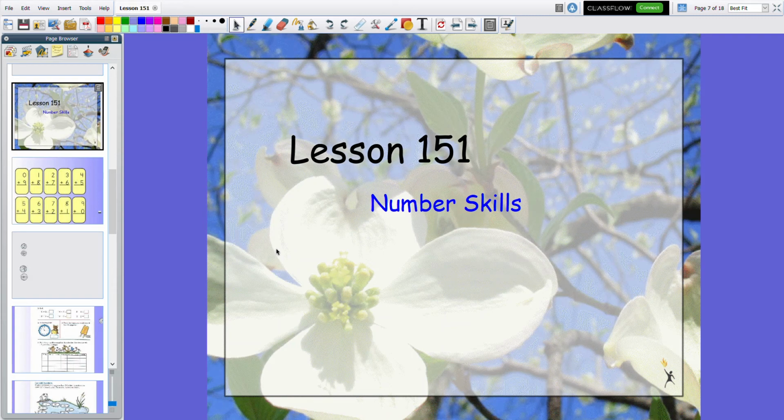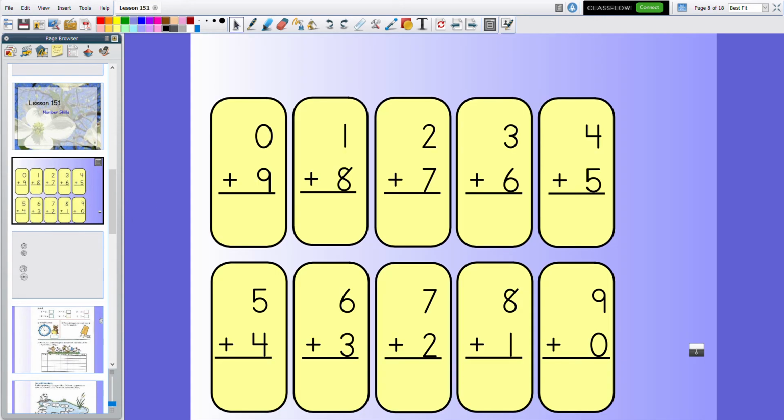This is lesson 151, number skills. Okay, I'm going to go to the first slide. On this slide, it has a bunch of flashcards, addition flashcards. Now, I wanted to look at this first one.